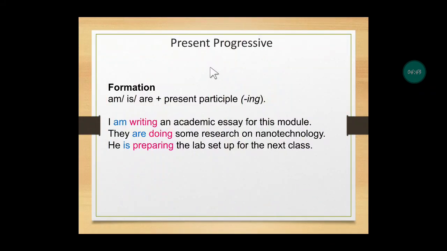How to form the structure of the present progressive tense? Am, is, are plus the present participle, the ing form. I am writing an academic essay for this module. They are doing some research on nanotechnology. He is preparing the lab setup for the next class. So am, is, are plus the present participle or the ing form.